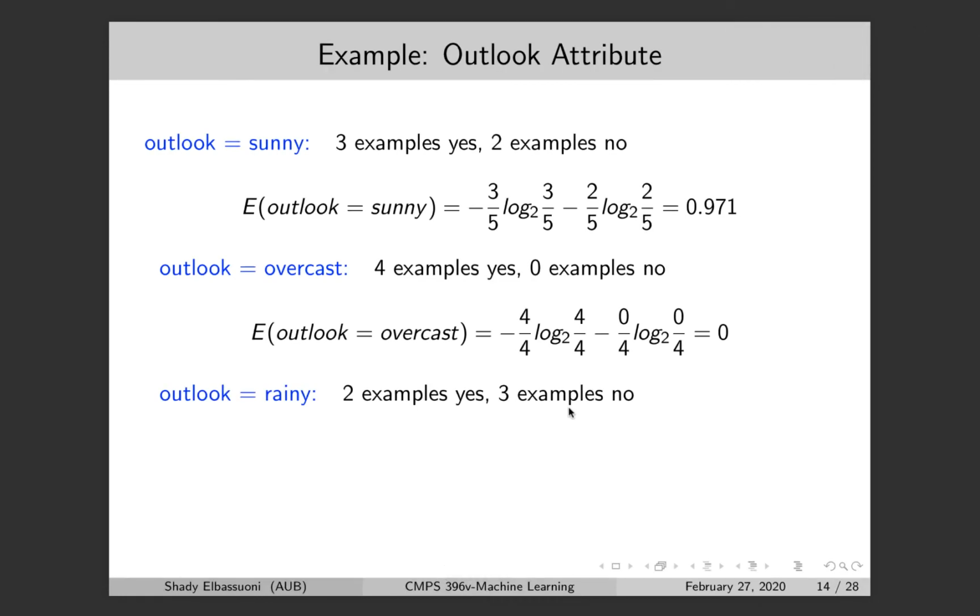Another, for outlook equal rainy, I have 2 examples yes and 3 examples no. What is the entropy going to be? Minus 2 over 5 log 2 over 5 minus 3 over 5 log 3 over 5. So it's similar to outlook equal sunny, and it's 0.971. Okay?